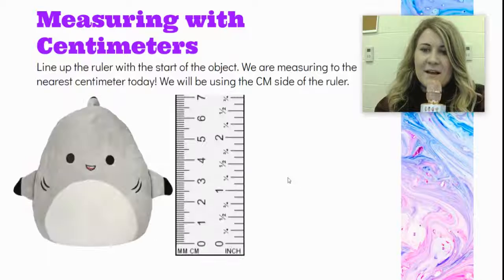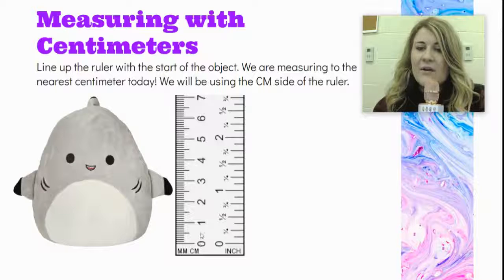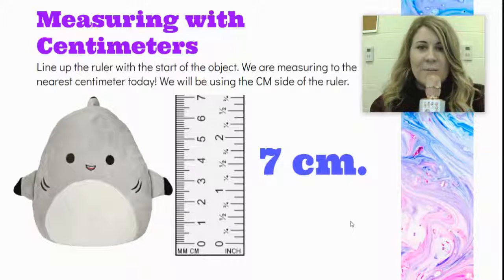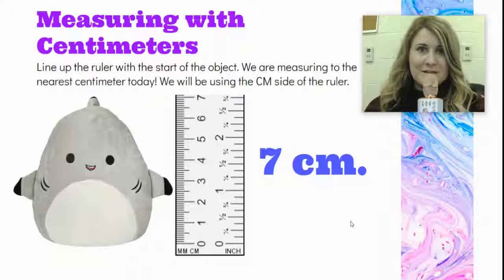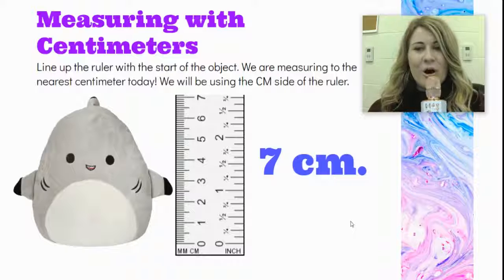Okay? And last but not least, we have our Squishmallow, and our Squishmallow is going to be 0, 1, 2, 3, 4, 5, 6, 7 centimeters tall. Okay? So when you are measuring with centimeters, make sure you're on the centimeter side. Make sure you use the right abbreviation, unlike I did on the last one. And make sure that you are using the right side of your ruler. And we're looking at the closest centimeter today, okay?